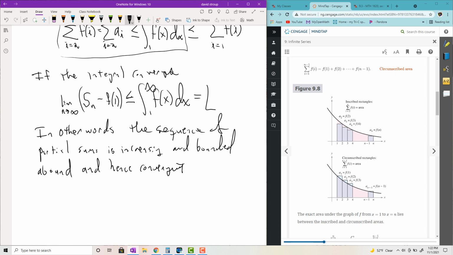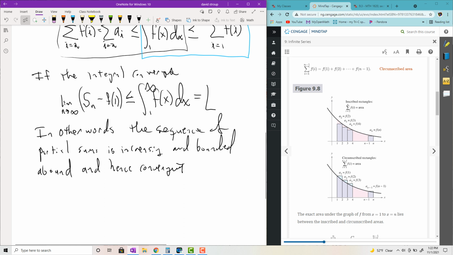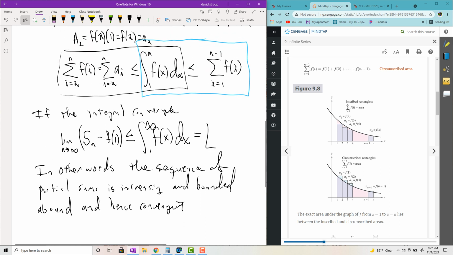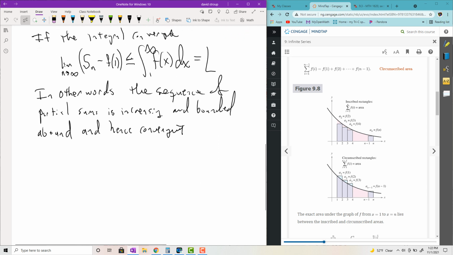Okay. Then moving on to the other side of the inequality, you can take the limit of both sides of this thing, right? If your integral is diverging, the fact that your integral will go to infinity forces the sequence of partial sums to also go to infinity, and therefore the series will diverge.